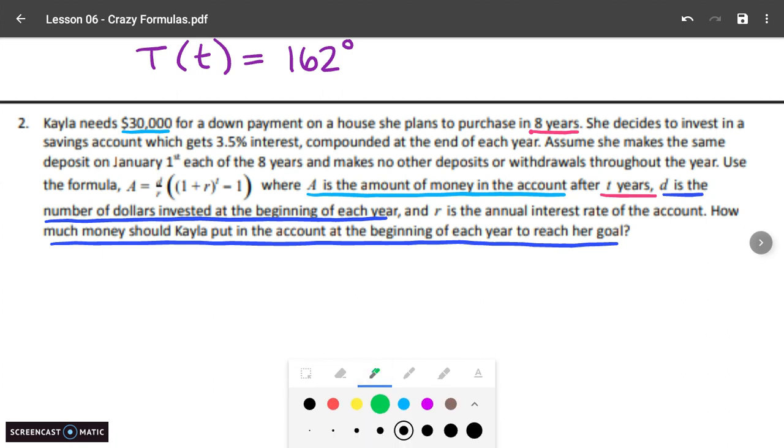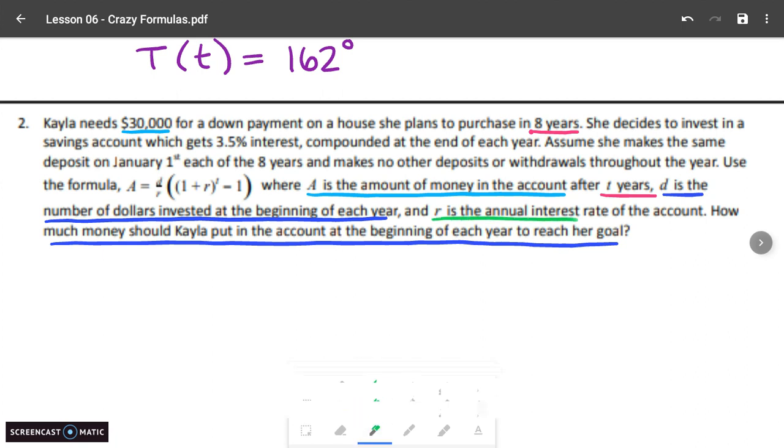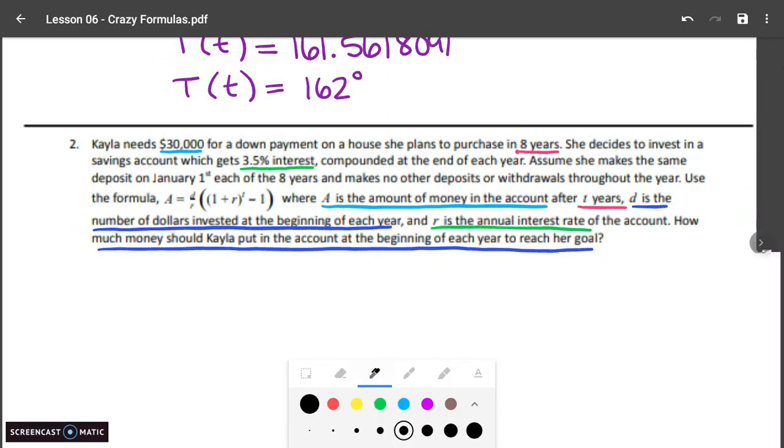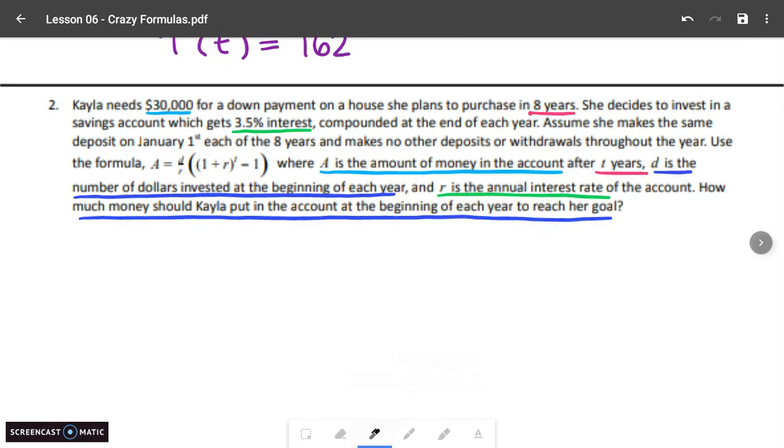And R is the annual interest rate of the account. So those are our pieces. Okay, so I've highlighted those parts first, and then we can actually just take our formula and plug right in.